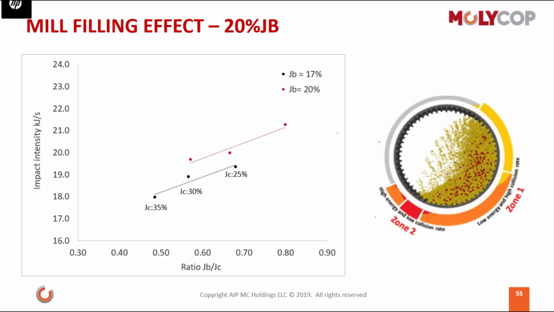So this is the milling effect. As a summary for the milling effect, you can see these graphs. Also there is the impact intensity in the toe. You are going to notice that when you increase the JC from 25 to 35, you are going to reduce the impact intensity in the toe. So that's the important thing.